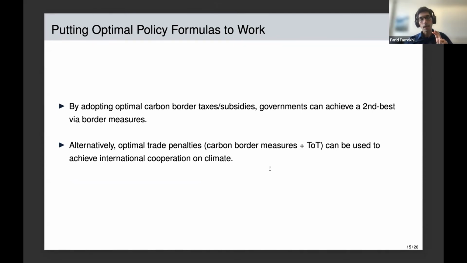So what we want to do with these taxes for evaluating the effectiveness of carbon border taxes or the climate club is put them to work in the following way. First, by adopting optimal carbon border taxes and subsidies, governments can achieve a second best using these border measures. And so we could use those unilaterally optimal policy formulas. Second, in the case of climate club, which is an alternative view to the problem, optimal trade penalties, importantly including the terms of trade component, can be used to enforce reluctant governments to join the club and to achieve international cooperation on climate.